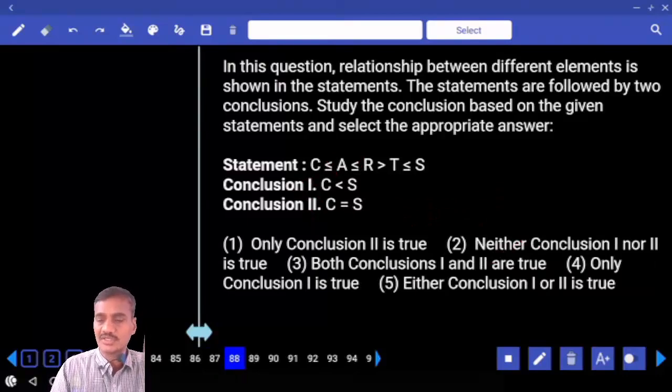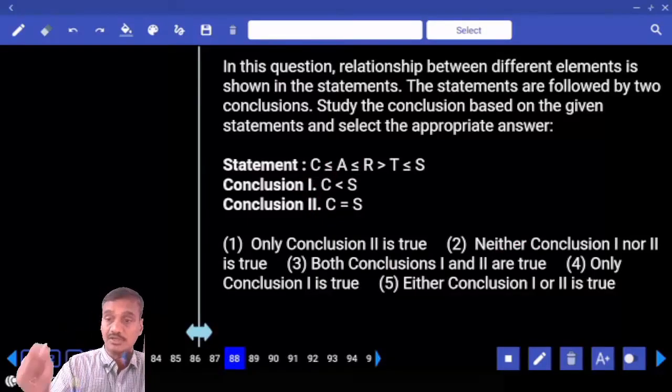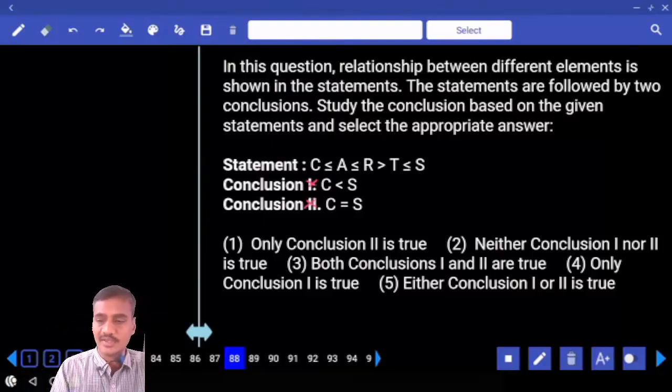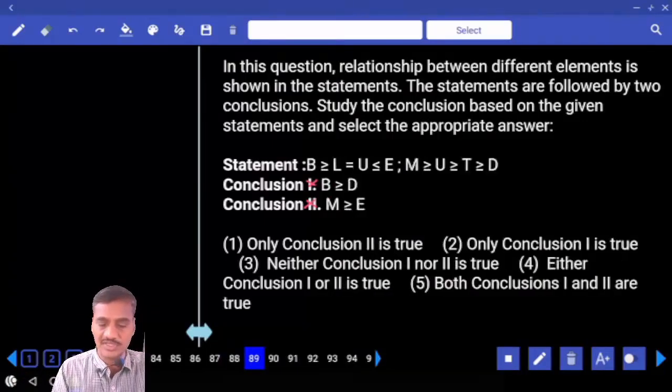And next 88, the relation between C and S. Now between C and S, lesser than, greater than, two opposite symbols, so no relation. Hence neither 1 nor 2, choice 2, 88.